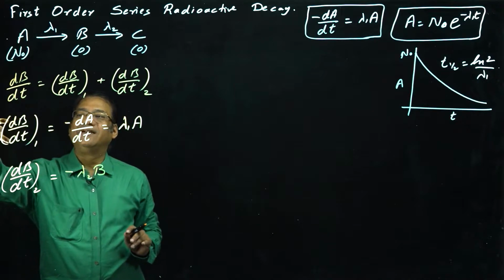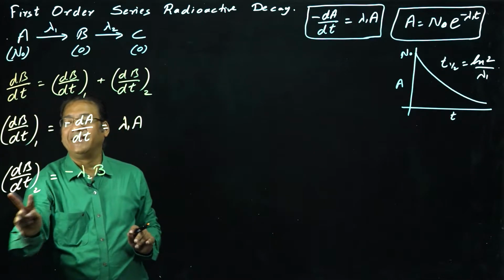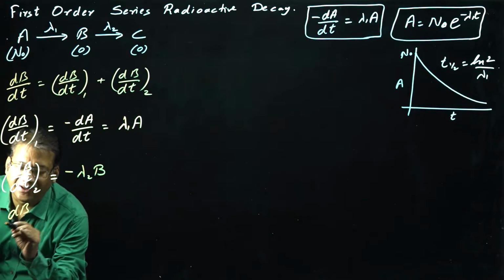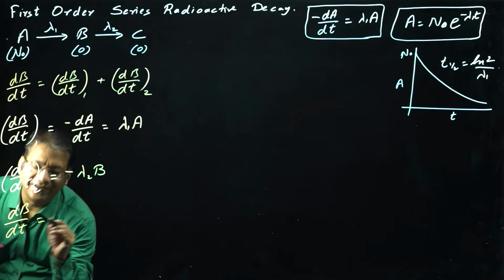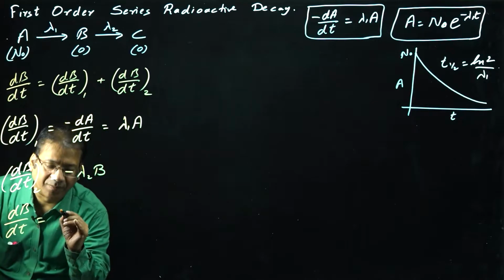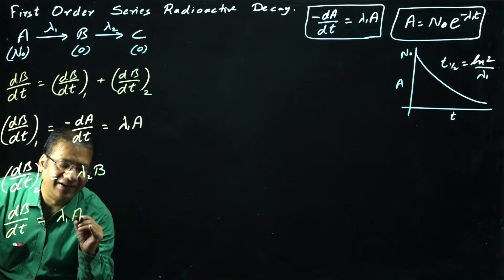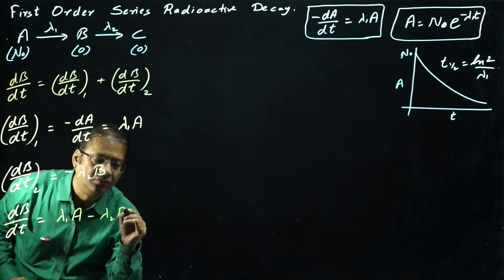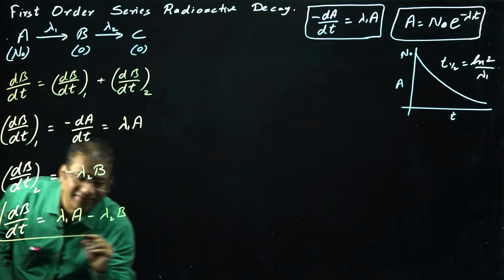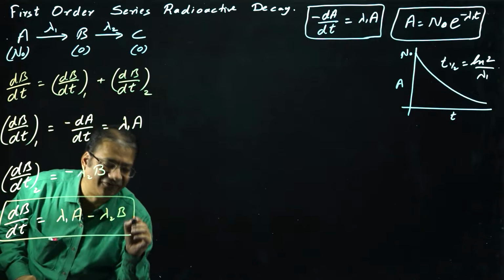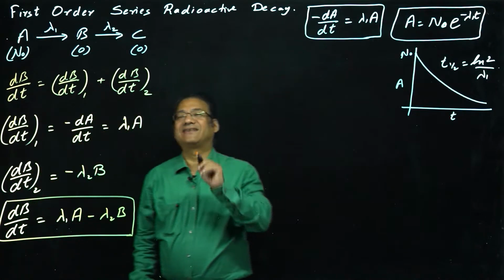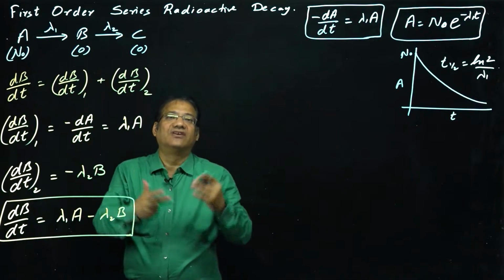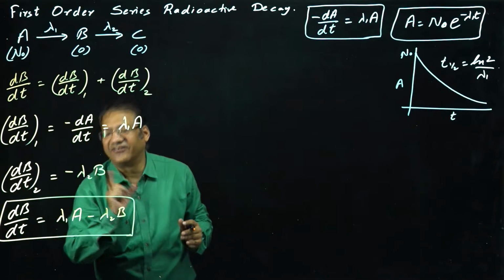Now, dB by dt through path 1 is written here, dB by dt through path 2 is written here. I can always substitute the two values here. Overall dB by dt is lambda 1A minus lambda 2B. Now this is an important differential equation which describes the variation of B with time. How B varies with time is always described by this differential equation.